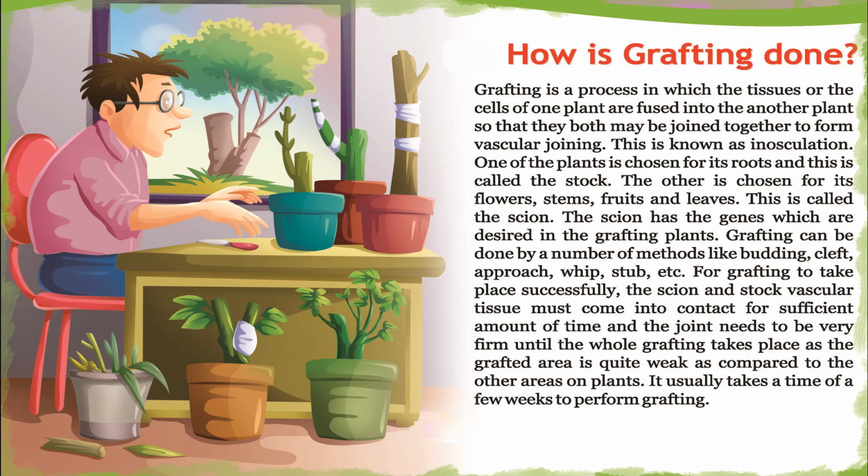The scion has the genes which are desired in the grafting plants. Grafting can be done by a number of methods like budding, cleft, approach, whip, stub, etc. For grafting to take place successfully, the scion and stalk vascular tissue must come into contact for a sufficient amount of time and the joint needs to be very firm until the whole grafting takes place, as the grafted area is quite weak as compared to other areas on plants. It usually takes a few weeks to perform grafting.